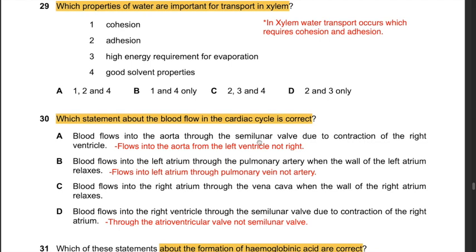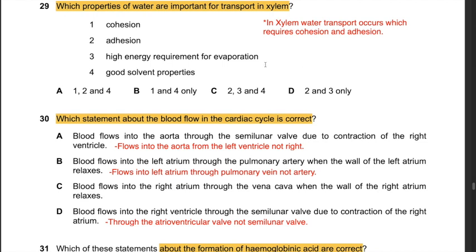Question 29. Which properties of water are important for transport in xylem? 1. Cohesion. 2. Adhesion. 3. High energy requirement for evaporation. 4. Good solvent properties. In xylem, water transport occurs, which requires cohesion and adhesion forces. Therefore, the answer must contain both cohesion and adhesion, leaving us with the best possible answer being only A, because only A has both 1 and 2. The other answers do not have both 1 and 2. Therefore, A is the correct choice.